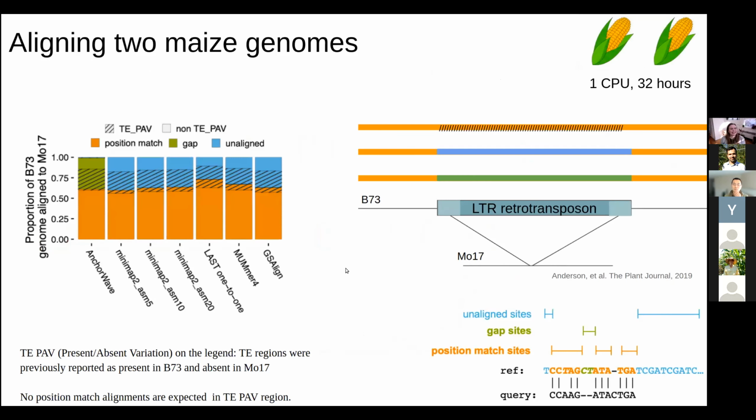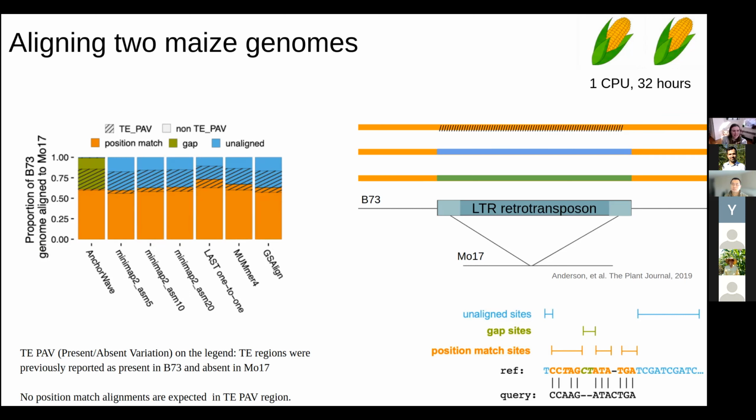And so we wanted to then align two maize genomes to one another. We're going to start the focus over on the plot on the left. These are the results from the alignment of the B73 genome to the MO17 genome, across these multiple aligners. The first thing I want to point out is the proportion of these that are position match sites for each of these aligners. All of them get about 60 to 70% of the B73 genome aligned, where a nucleotide in B73 can be aligned to a nucleotide in MO17.